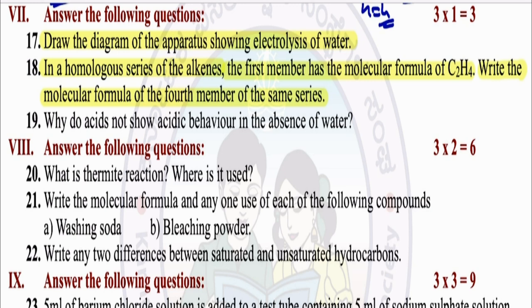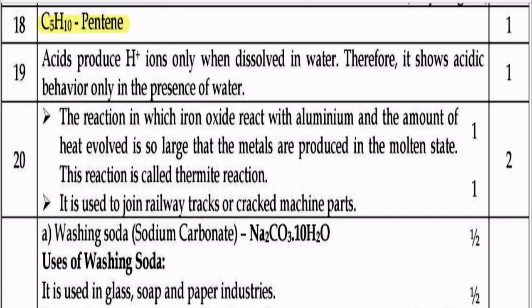Question number 19. Why do acids not show acidic behavior in the absence of water? Acids produce H plus ions only when dissolved in water. Therefore, they show acidic behavior only in the presence of water.